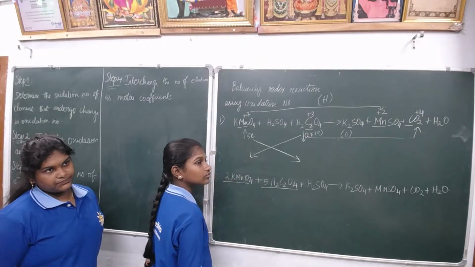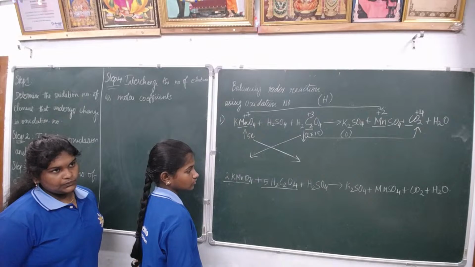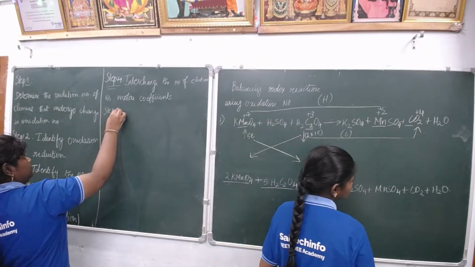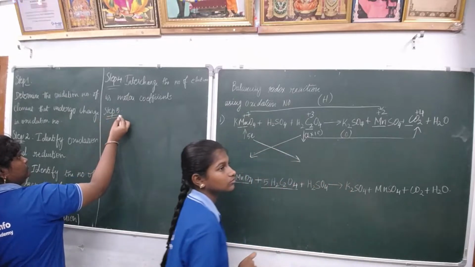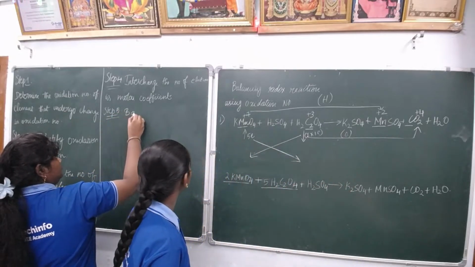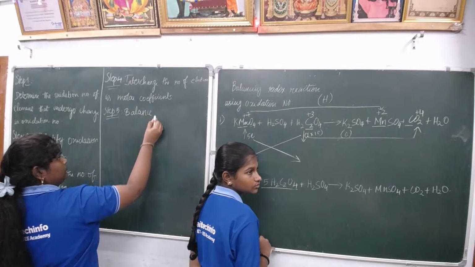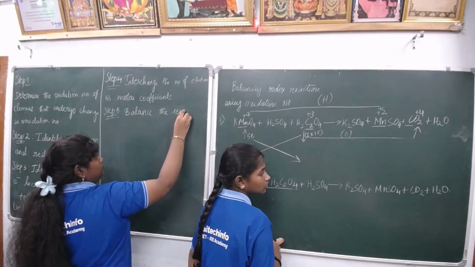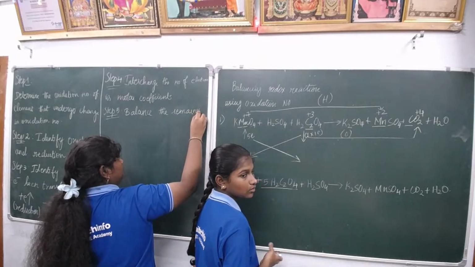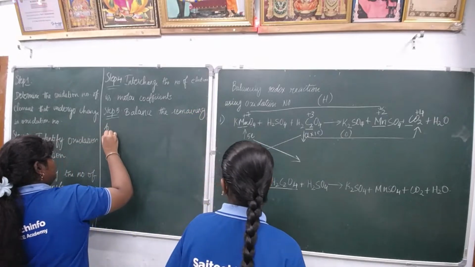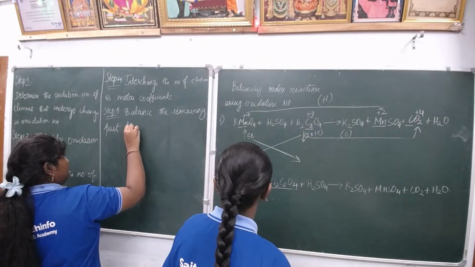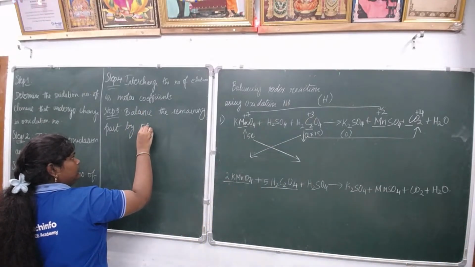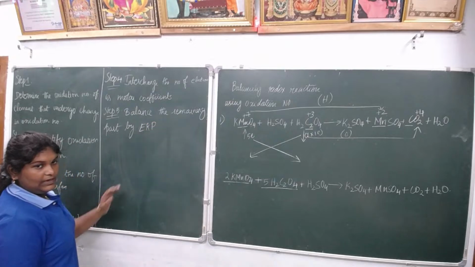Now balance the remaining number of elements or compounds with the ERP method. ERP method means E: element, R: reactant, P: product. So you can write down like this: balance the remaining part by ERP method. Okay. Now you can put ERP, Priya. Put ERP like this. Priya, what you are supposed to do, you have to list out the elements.